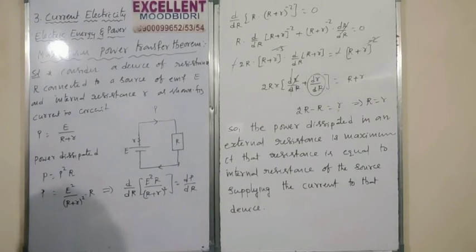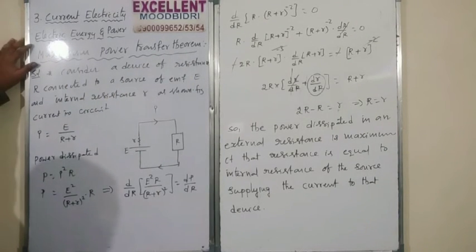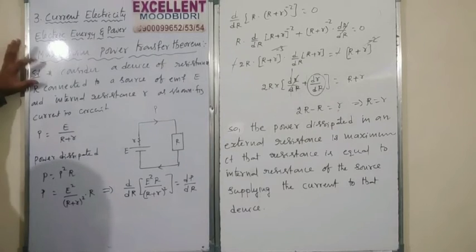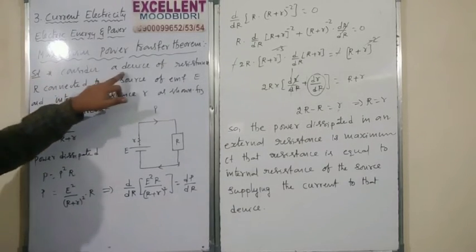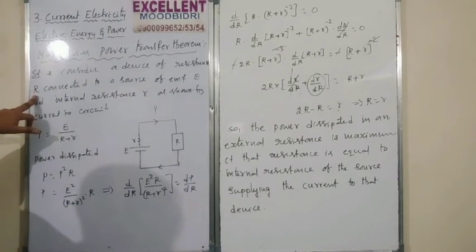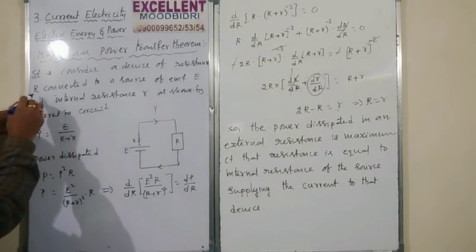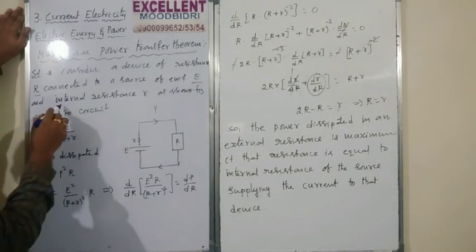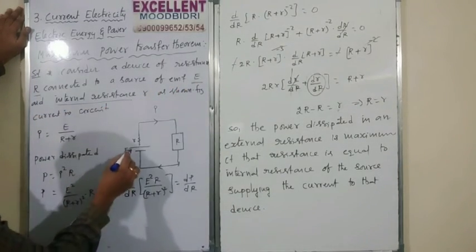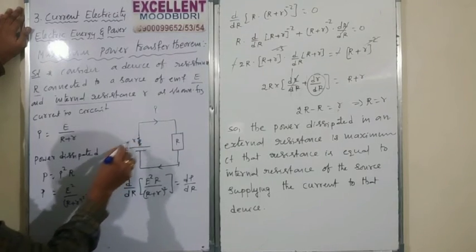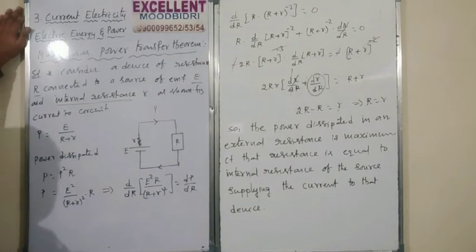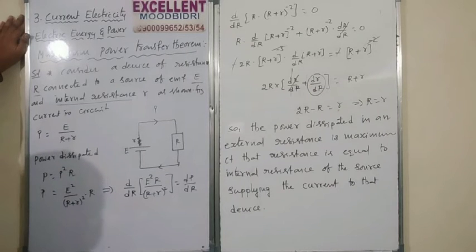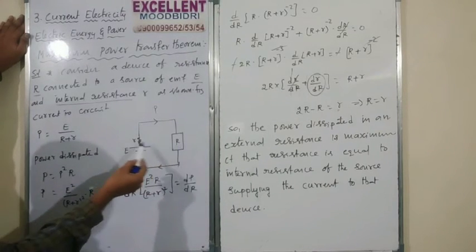Right, so now a very important application, the maximum power transfer theorem. What is that meaning? We will see. Consider a device of resistance capital R, and a source of EMF equal to E with internal resistance small r, as shown in the figure. So what is the relation between capital R and small r?